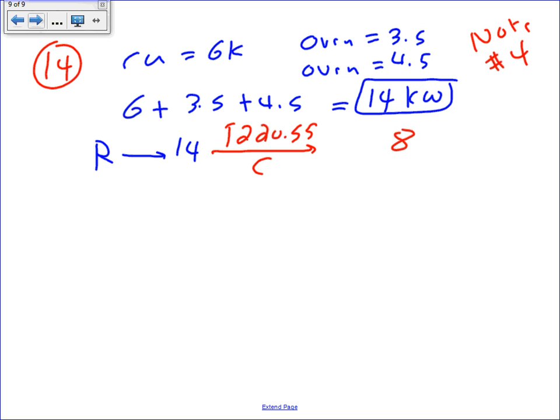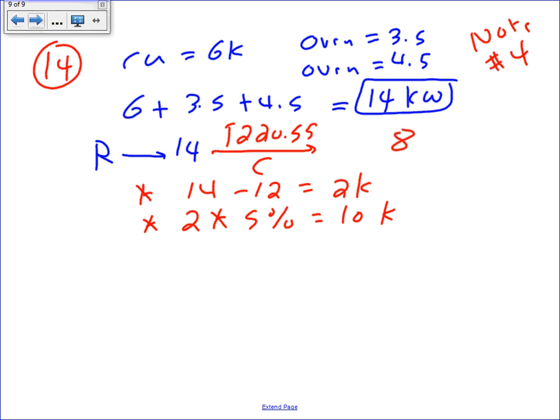Treat as one range. Then you need to increase: 14 minus 12 gets you 2 kW. Then you take the 2 multiplied by 5%, that gets you 10%. And the last thing you need to do is take the 8 times 1.1, which gives 8.8. Oh, it should be 8.8 kW. I think I lost my brain here.